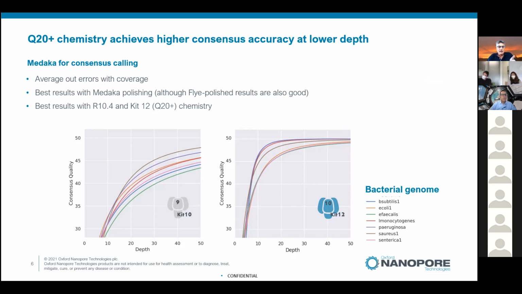So you can see with the Zymo mock community, at about 50-fold coverage, you're looking at around Q45 for consensus accuracy. With the new Pore 10 Kit 12, we achieve approaching Q50 accuracy with less than half that level of coverage. So less than 25-fold coverage gets us the same or better accuracy. And you should see this across all genomic sample types.